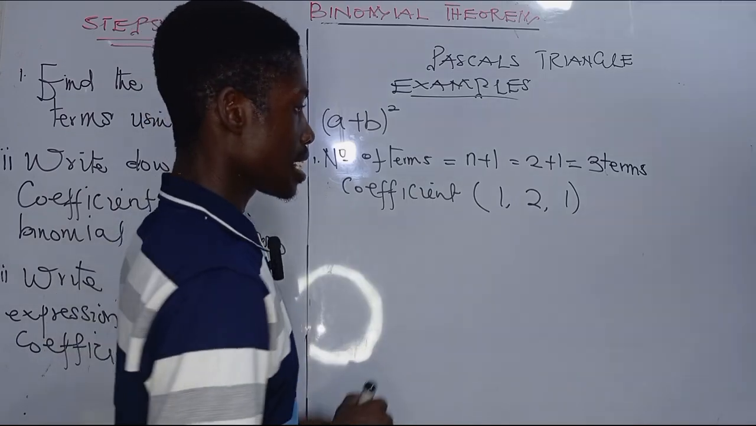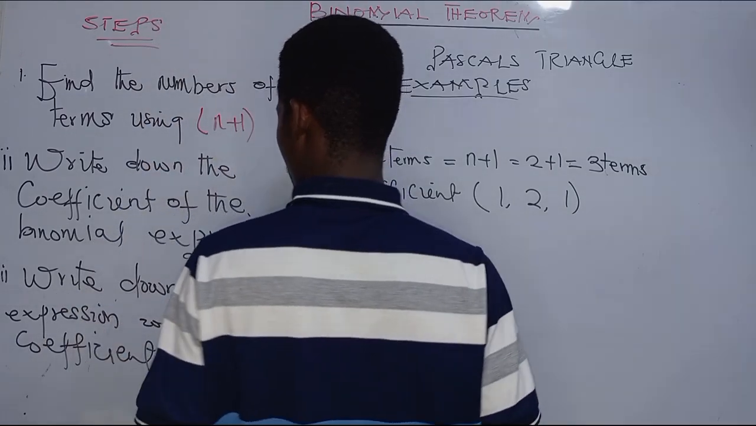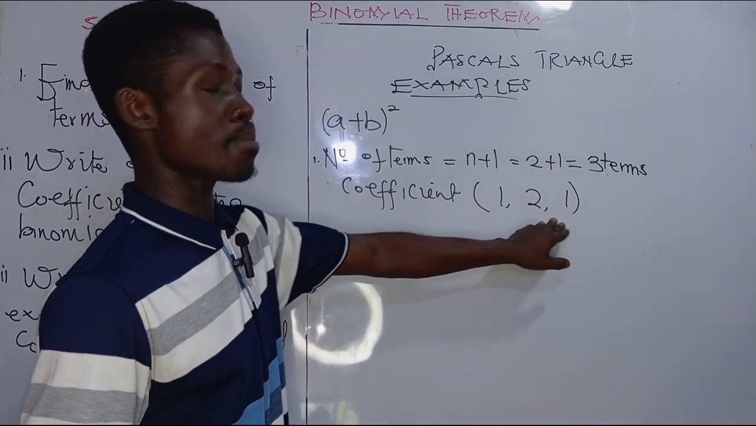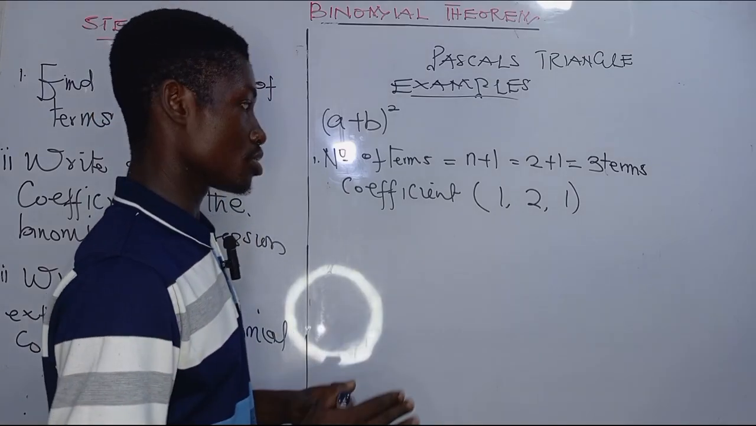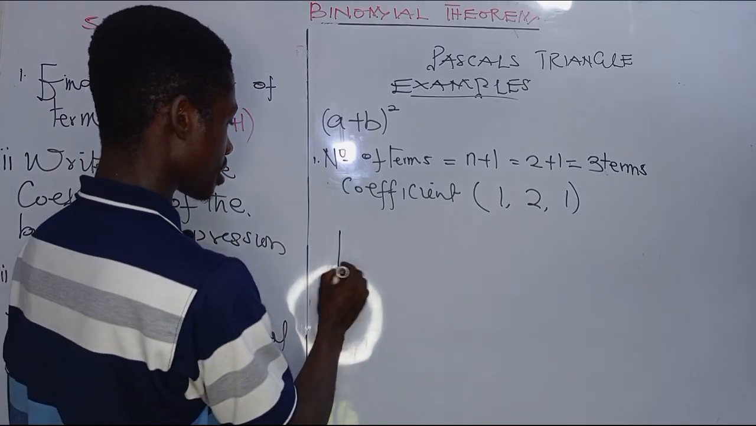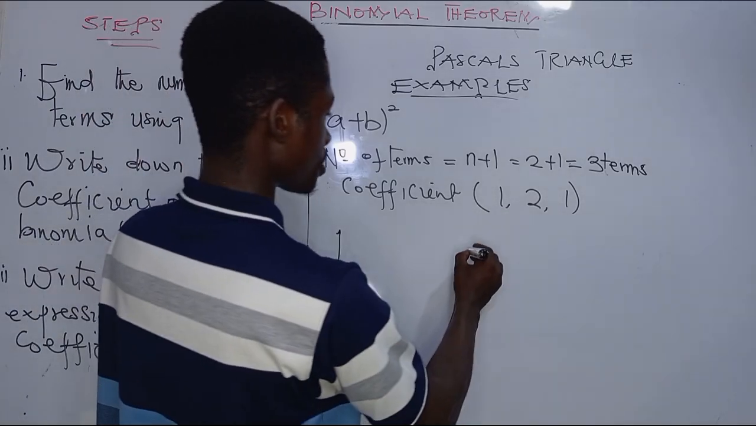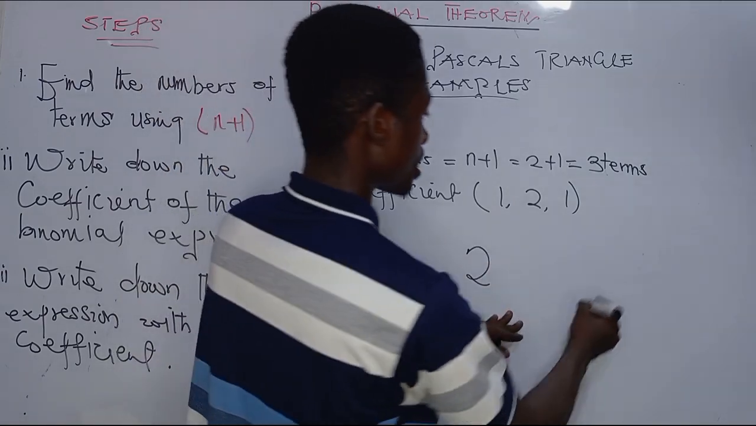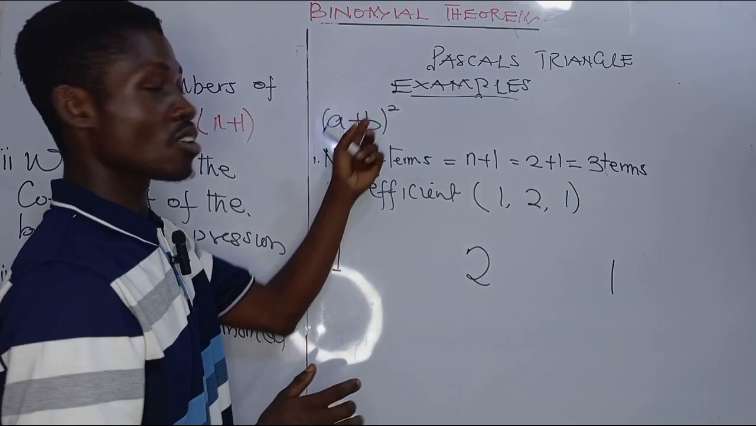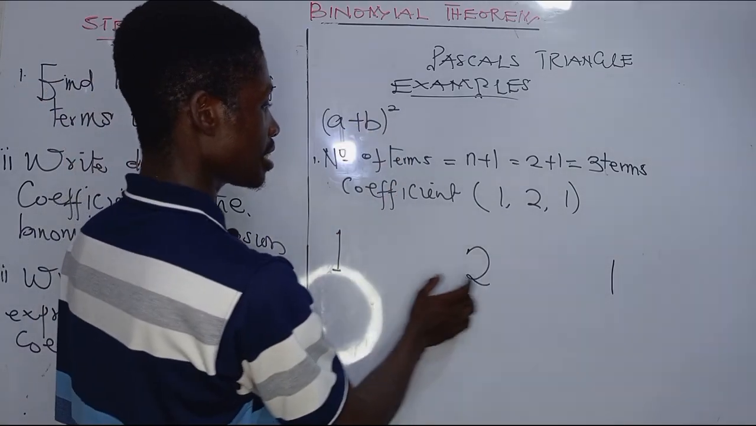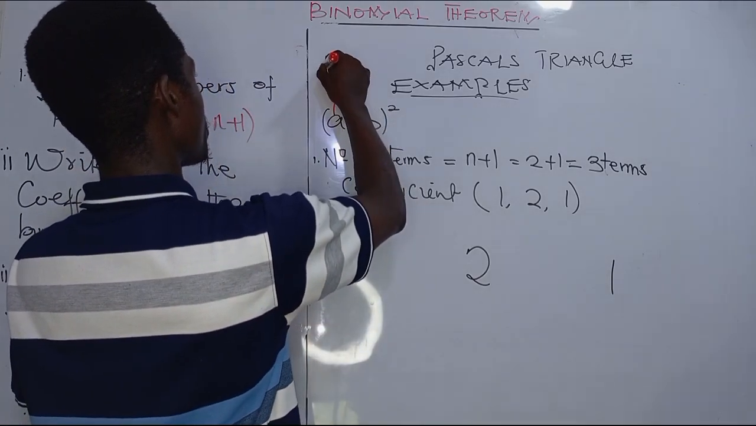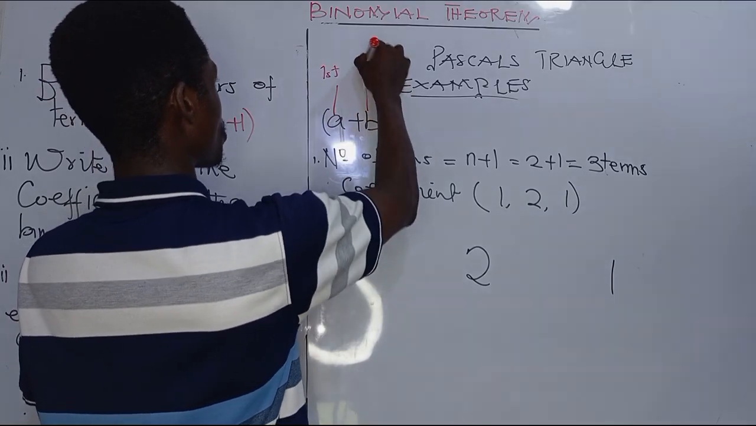I believe you are following. And then the last step says to write down the expression with the binomial coefficient. So we are first going to write the coefficients: 1, we leave a space, 2, we leave a space, and then 1. Because we are going to fill these spaces with the expressions. Now we know that this is the first term, and this is the second term.